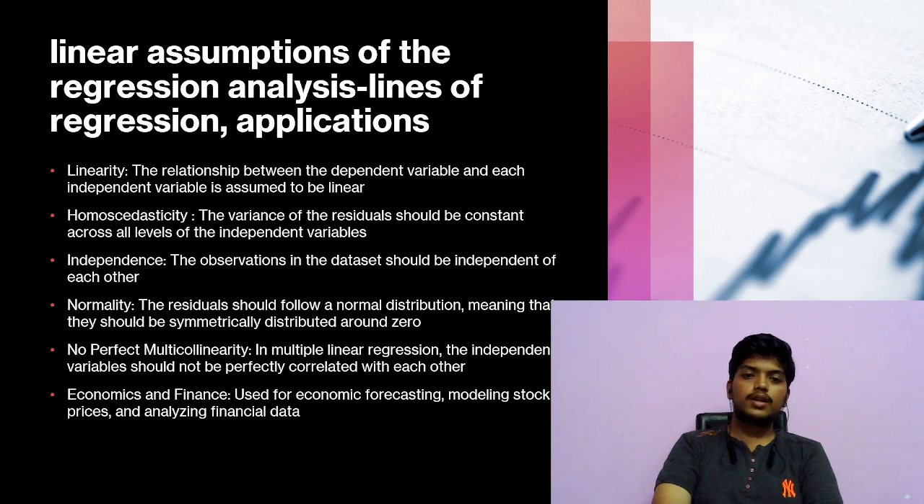Dependent variables and each independent variable are assumed to be linear. The residual variance should be constant across all levels of the independent variables. The data set should be independent of each other, and residuals should follow a normal distribution, meaning that they should be symmetrically distributed around zero. No perfect multicollinearity: the independent variables should not be perfectly correlated with each other.